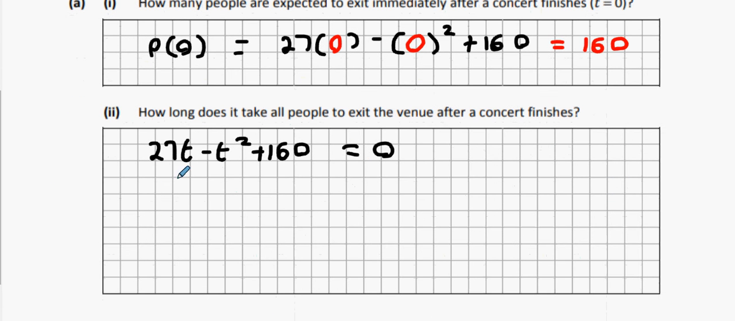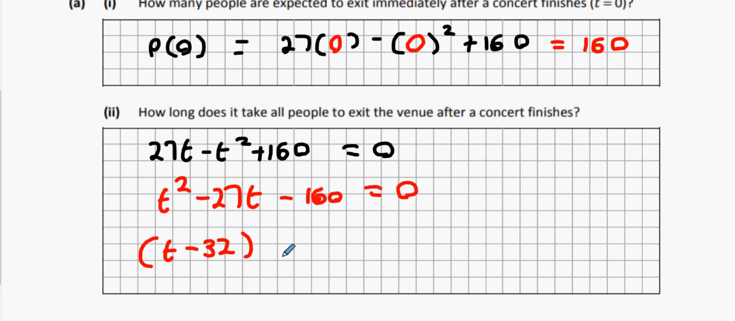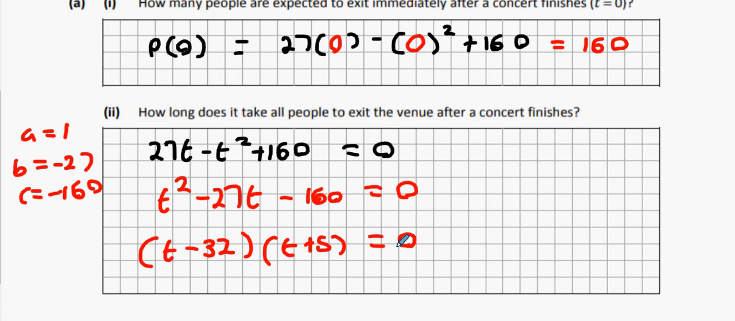How do we prove it? Multiply both sides by minus and rearrange. I get to cheat here, because I know one of the answers is 32. You can always do the minus b. The a value is 1, the b value is minus 27, and the c value is minus 160. You throw all this in the calculator, and that's t plus 5. You get two answers. Time can't be negative, or time is 32. You all good? Right.